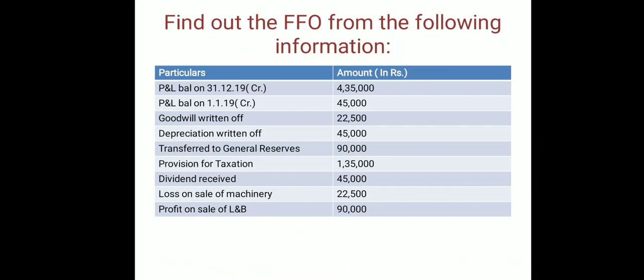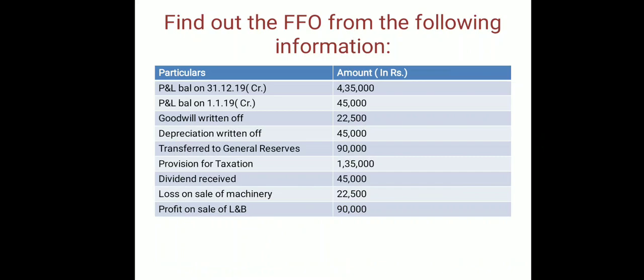Now 4,35,000 minus 45,000, that is 3,90,000, is going to be your net profit. Fine. In that we are going to add back non-cash and non-fund expenses or losses. So goodwill written off, definitely non-cash. Depreciation written off, again non-cash. Transfer to general reserve, again non-cash.